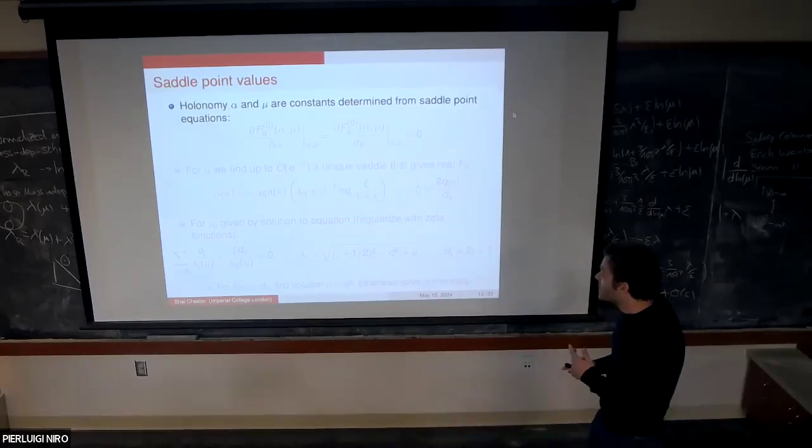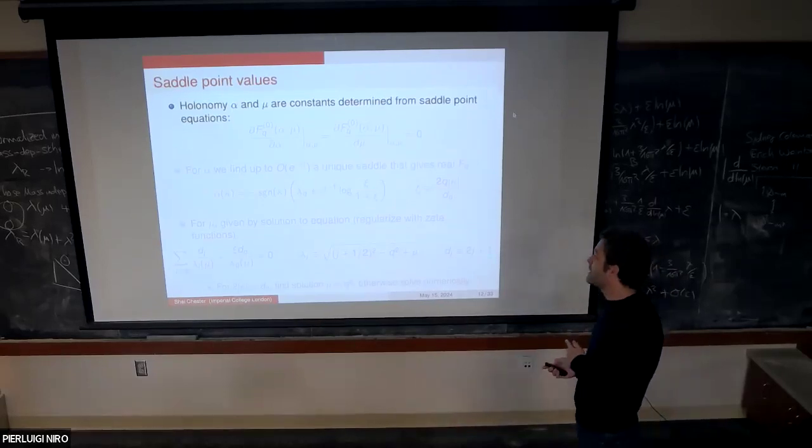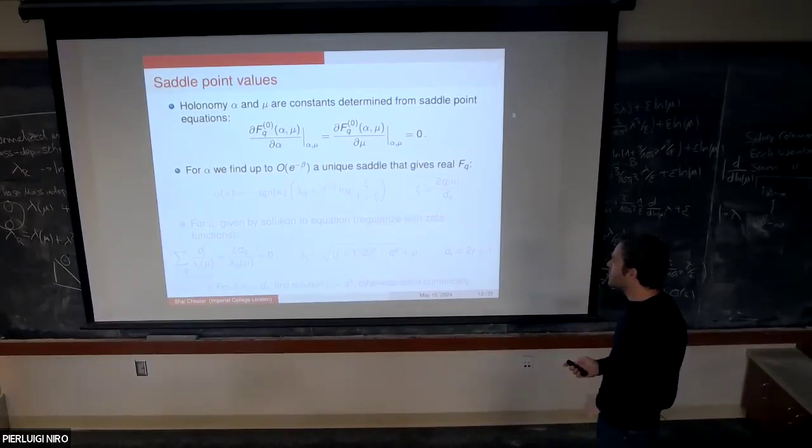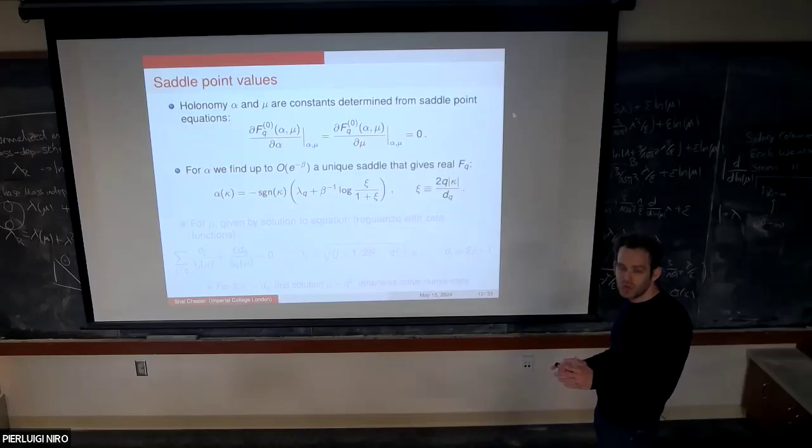But first, we want to fix the values of alpha and mu by taking the saddle point equations, which take derivatives with respect to alpha and mu and demand they are 0. When you solve for alpha, you actually find there's a unique real saddle, which takes this form. So basically, the saddle is that alpha has to be the lowest eigenvalue, because these eigenvalues can go from q up to infinity, so we take the lowest one. And then there's also this kind of temperature correction, and then everything else is exponentially small in temperature.